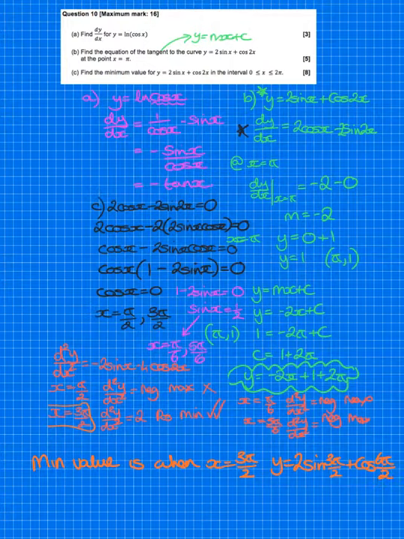or just 3 pi if you like, and we work that out. Sine of 3 pi on 2, that's -1, so that's going to be -2, and cos of 3 pi is -1, so that's going to equal -3 as our minimum value. We got there eventually.